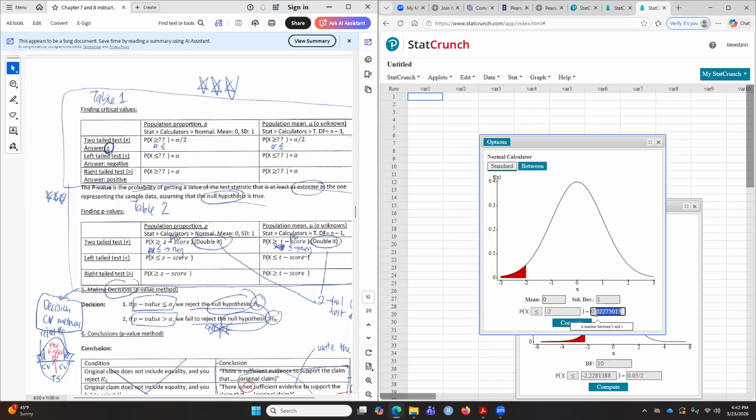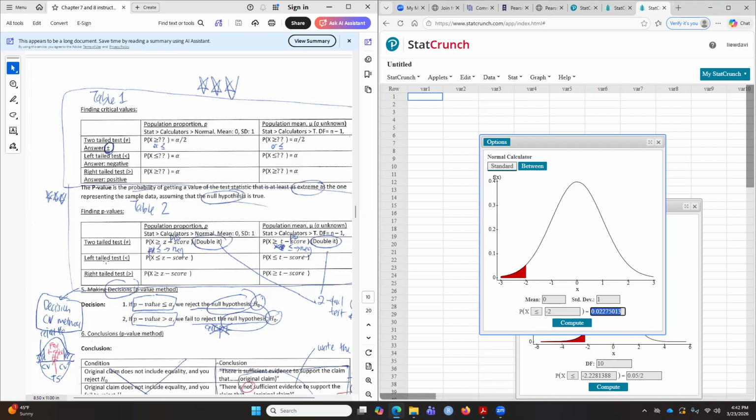So this will be your p-value, but you have to double this p-value. The reason why you need to double the p-value is because this is only showing you one side. Two-tail means you got both sides and you know it's symmetrical, so it should be the same. So you need to double this out, okay?